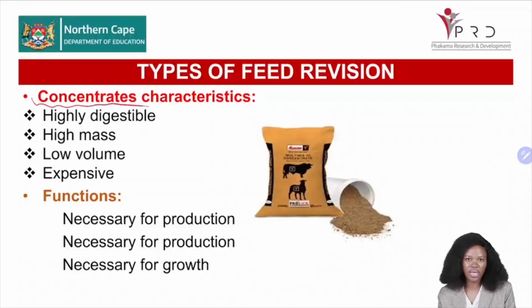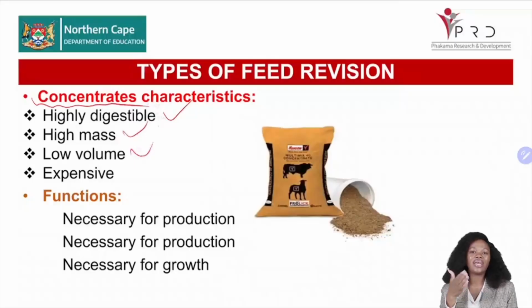Now, firstly, concentrates are highly digestible. When non-ruminants digest concentrates, most of the time the digestibility will be above 60%, right? And these concentrates have a high mass, which is weight. They have high weight. They have low volume. The reason being, they are not bulky, just like the roughages.